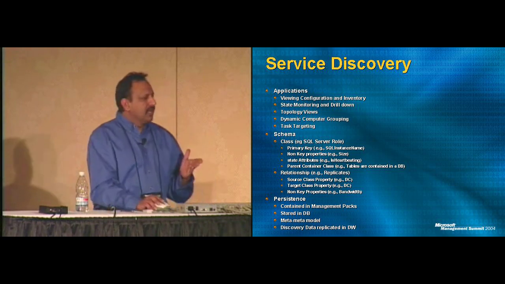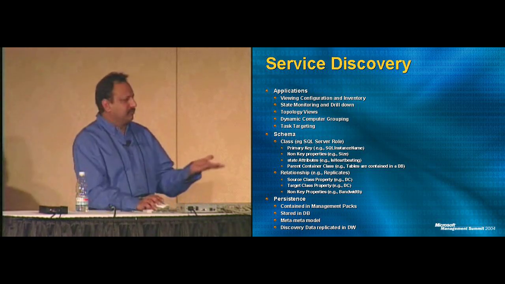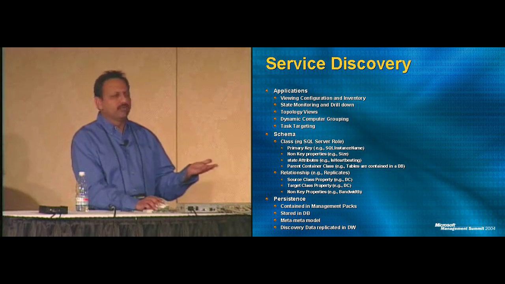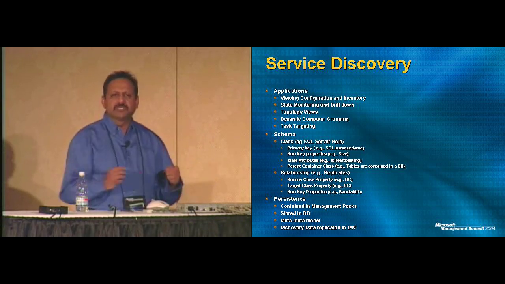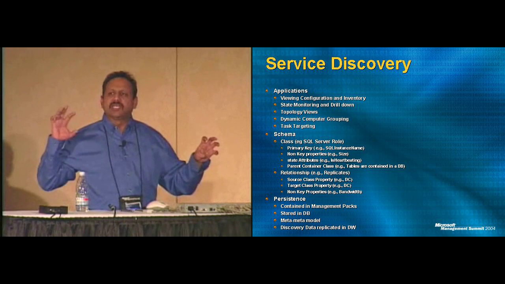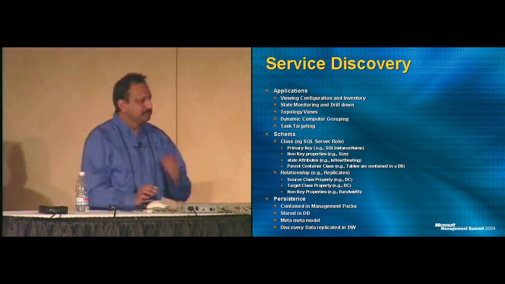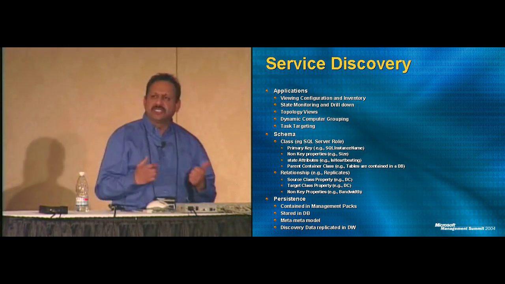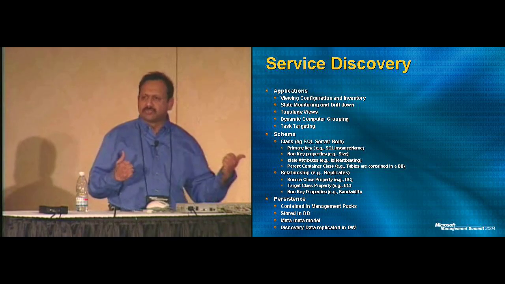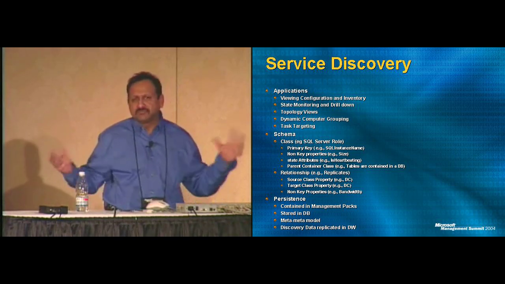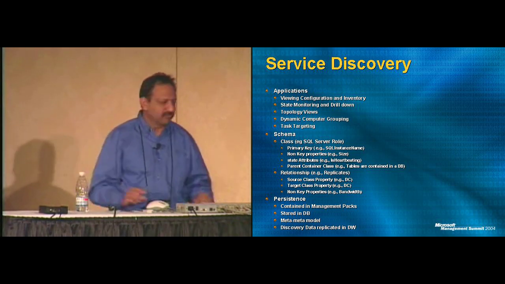And we use this for many, many things, for state monitoring, for topology monitoring, for targeting tasks, and so on. And a class is like any other class. So something like a SQL Server role would be a class. A relationship would be something like this domain controller replicates to that domain controller. Okay? And a relationship generally points to two classes, one where a source has to be and one where a target has to be. Both of them can also be the same class if you want.